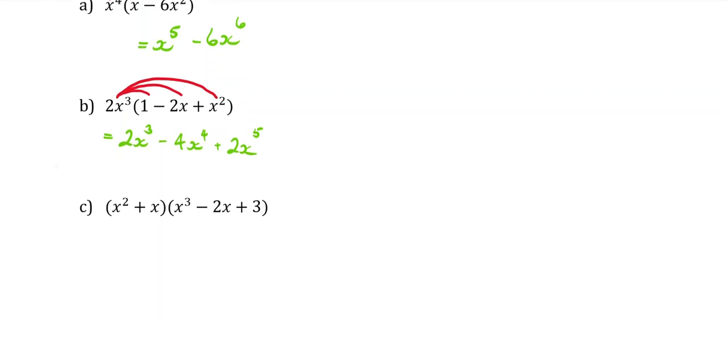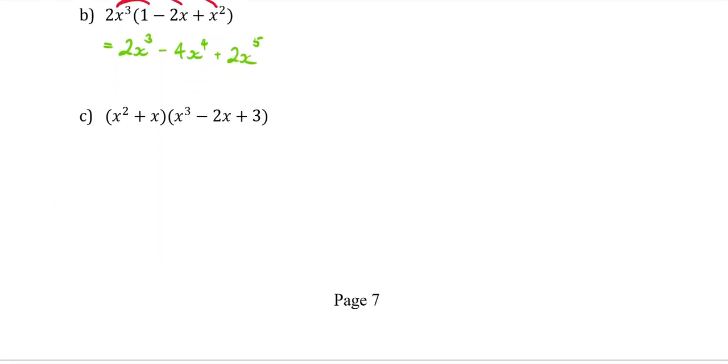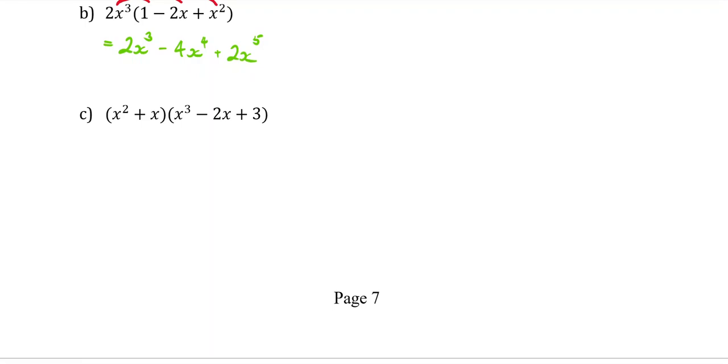Okay, increasing difficulty again, on to part C. Now we have 2 sets of brackets, so that means each thing in the first bracket has to multiply by each thing in the second bracket. So I'm going to start with the x squared, and I'm going to times it by each one in the second bracket. That will give x squared times x to the 3 is x to the power of 5. Then minus x squared times 2x is 2x cubed, and x squared times 3 is 3x squared.